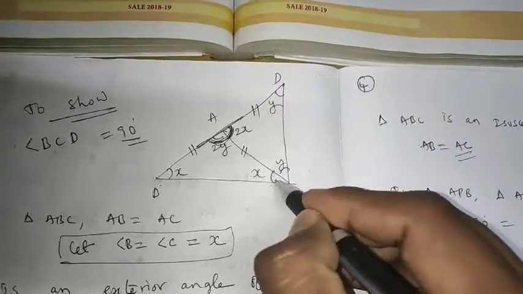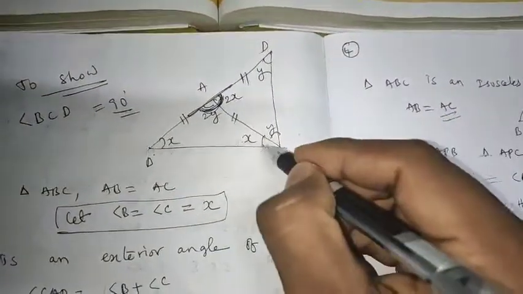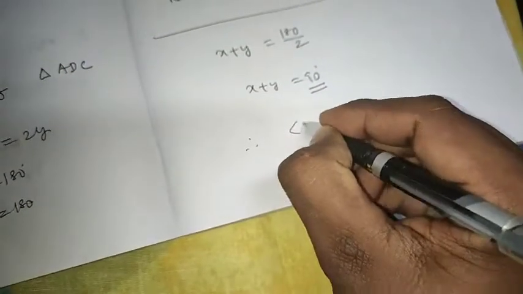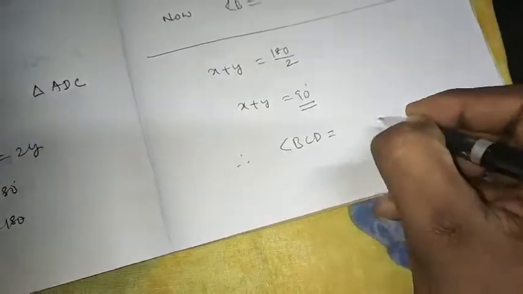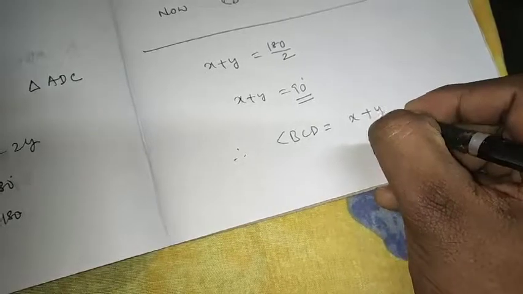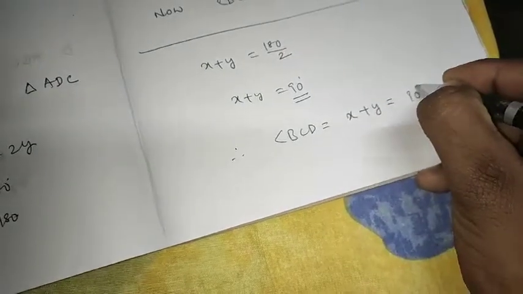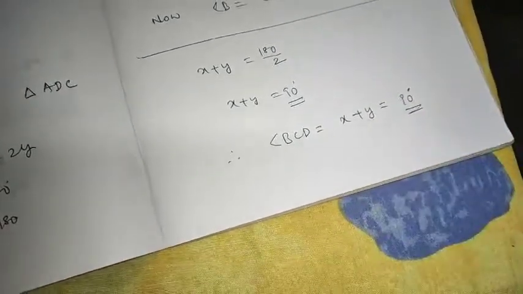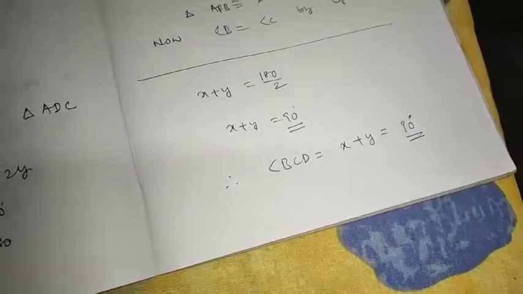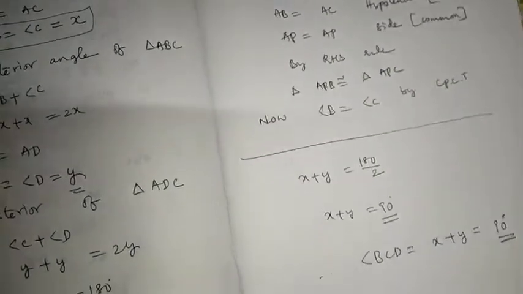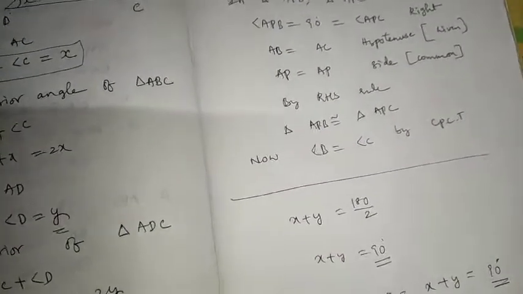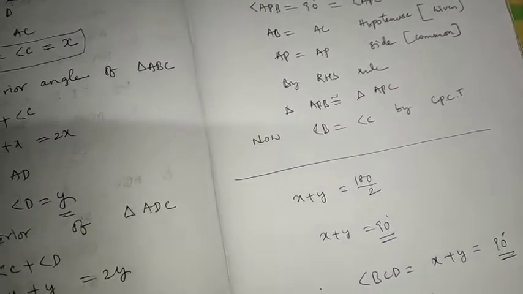So go back to the problem again. Look here, angle BCD is the combination of X and Y, am I right? So angle BCD is equal to X plus Y from the diagram, which is nothing but 90 degrees. So 90 degrees is a right angle. I hope you understand and solve the rest of the problems from the exercise. Thank you. Have a nice day, children.